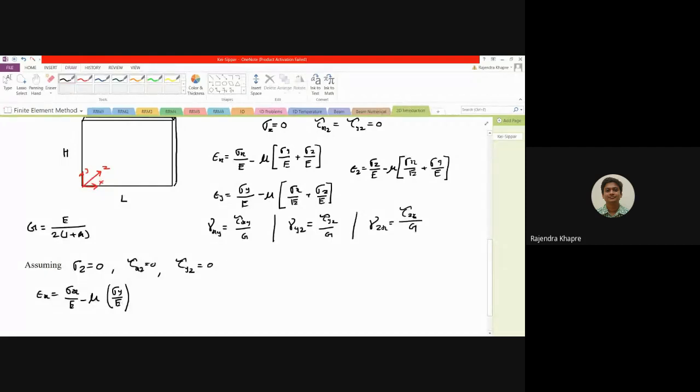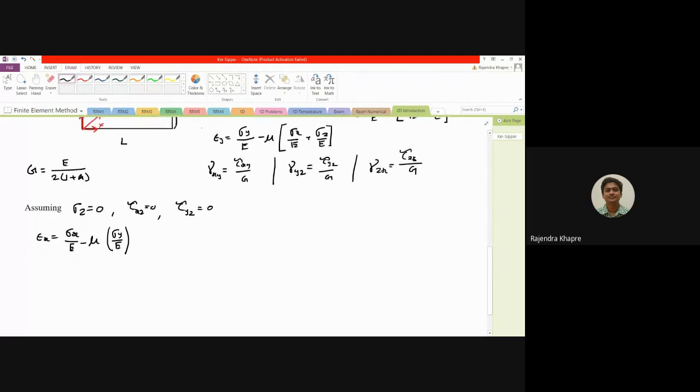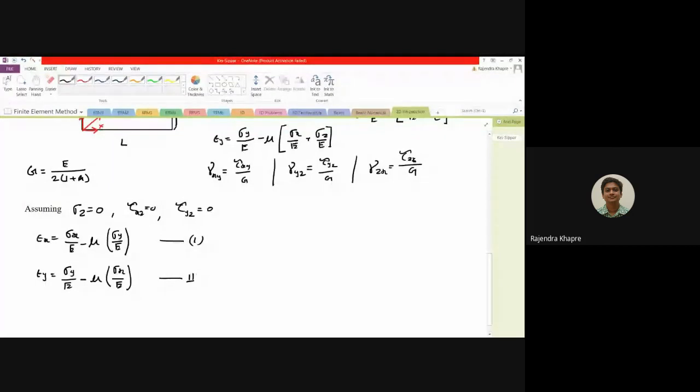Similarly, you can write the values for epsilon y also. So we can rewrite the same thing over here. Epsilon y equals sigma y upon E minus mu into sigma x upon E. Now you have two expressions with you, one for epsilon x and one for epsilon y. Let us call this expression number 1 and this expression number 2.